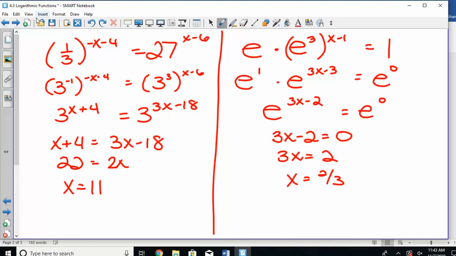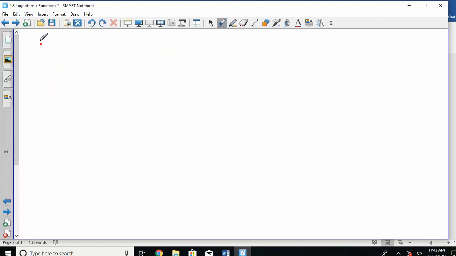Section 4.3 was the log stuff. So I won't do as much with that. We've been working on it. The stuff like we did today, the expanding and condensing, I'm not going to do any practice problems on it. You've got homework, but those will be on there.